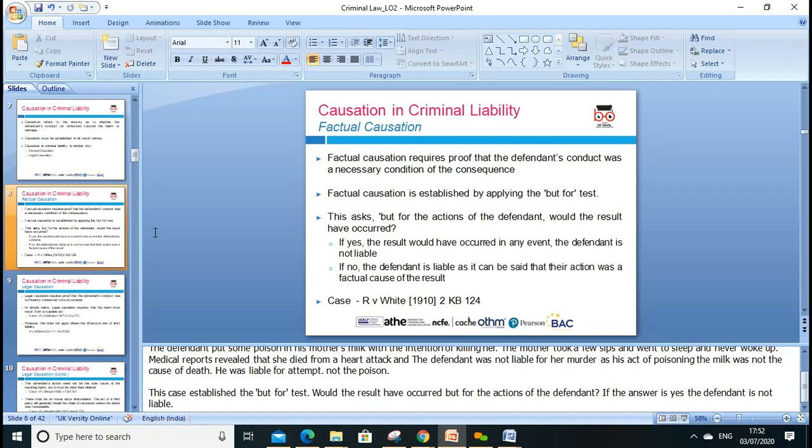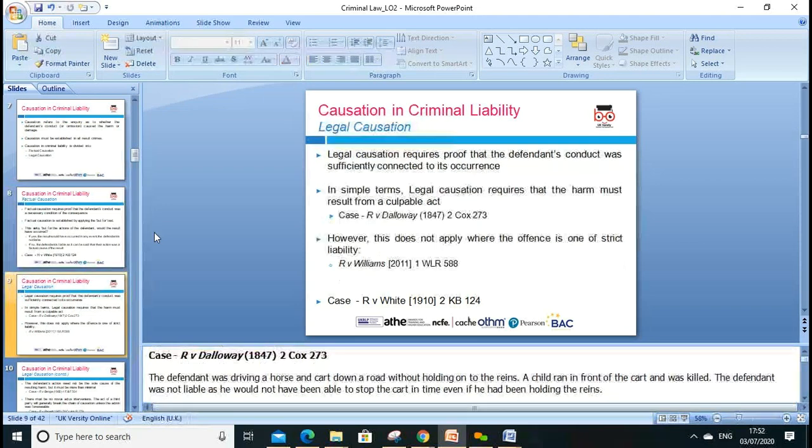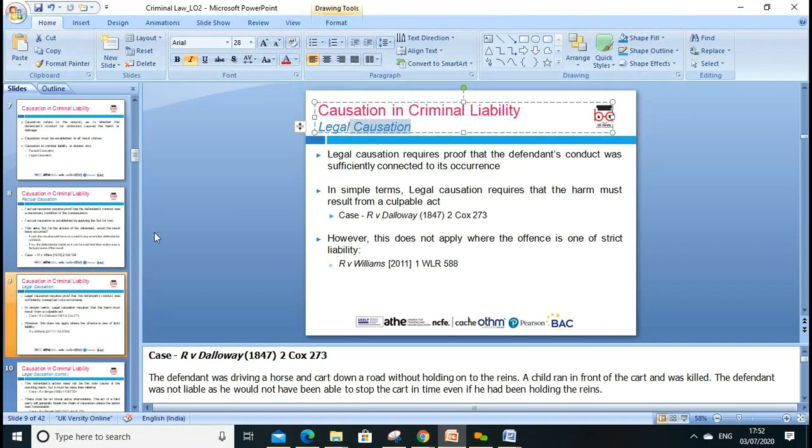So the case established the but for test. We are testing here: would the result have occurred but for the action of the defendant? If the answer is yes, the defendant is not liable. Does that make sense? Understood. Good, then we're looking at the legal. What is the legal there now?